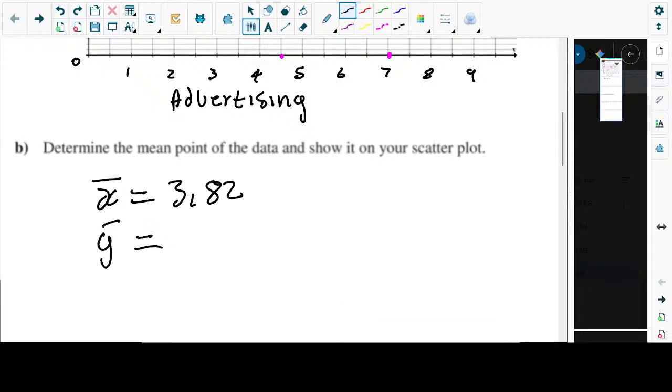It's Y bar, not Y cap. Y bar. Yeah, it's really a cap. You can call it Y cap. 39.83.